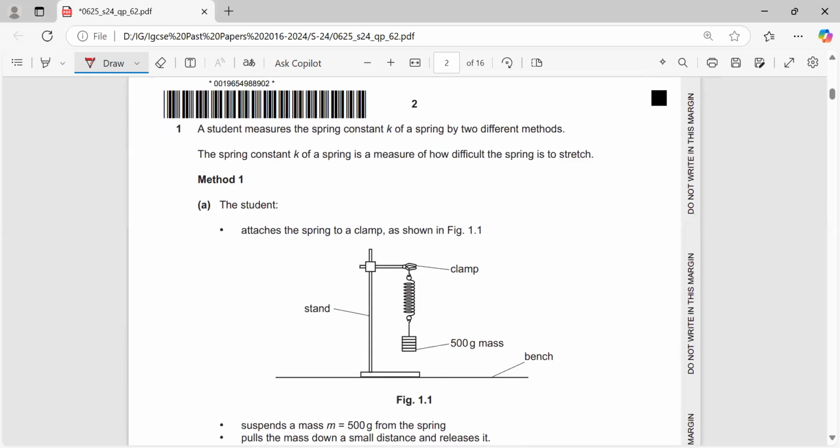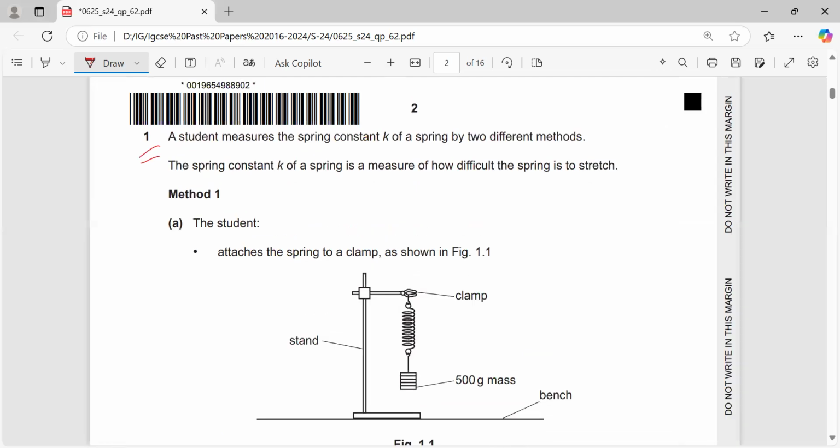A student measures the spring constant K of a spring by two different methods. By Hooke's law, F is equal to Kx, where K is the spring constant, and K will be equal to F over x. If a set of data is given, we can find the value numerically, or if a graph of force against extension is plotted, we can take the gradient of the graph to find the value of K.